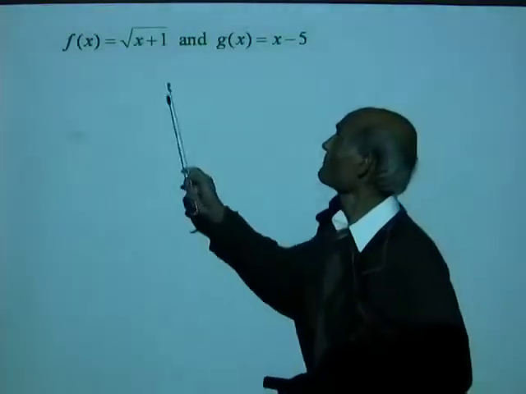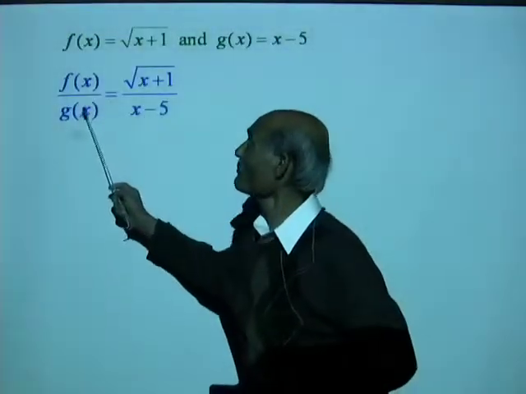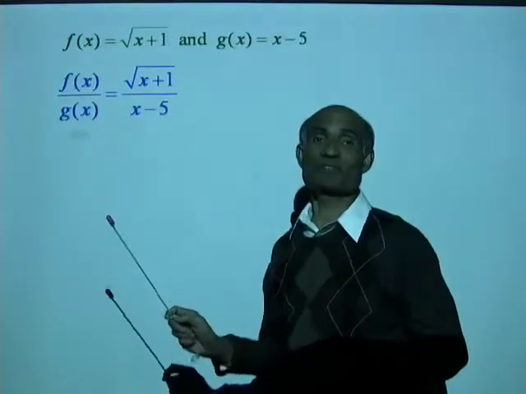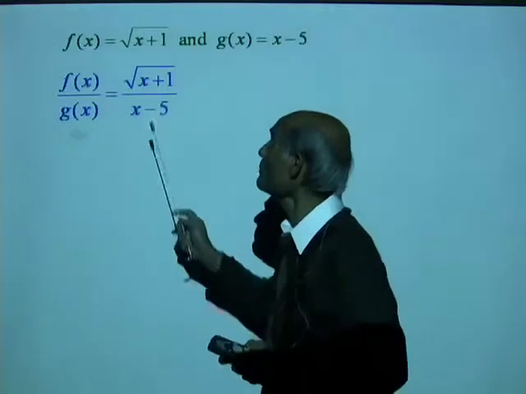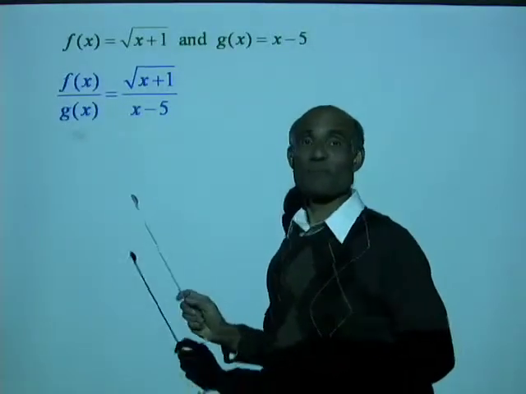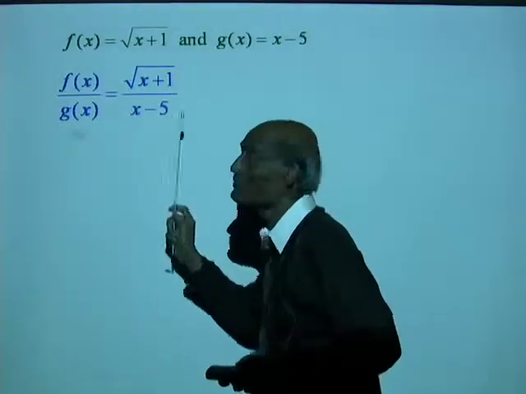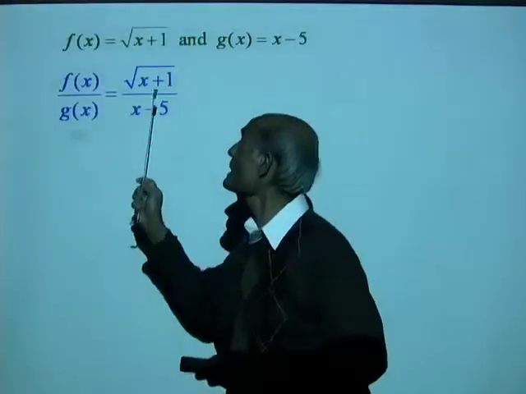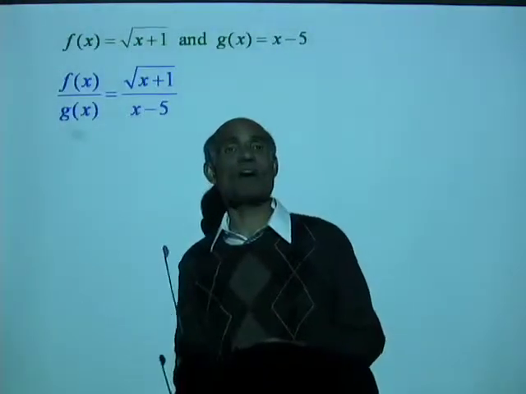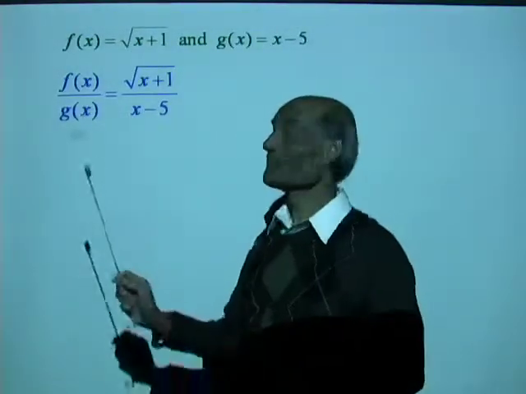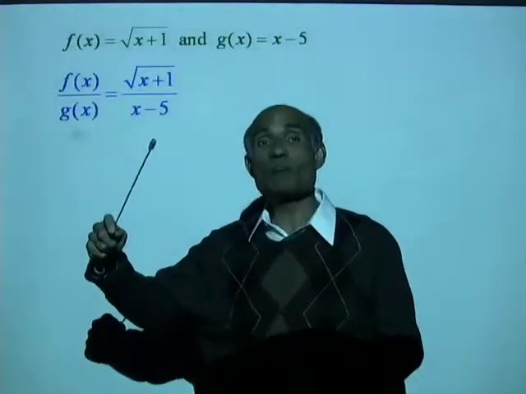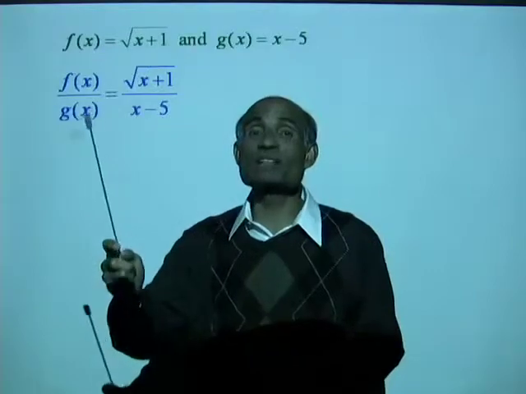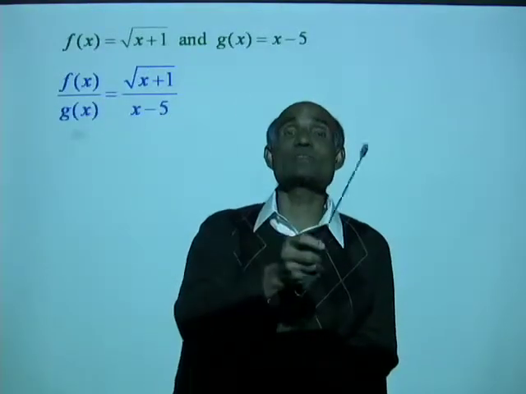Okay. Now, what is f of x divided by g of x? That will be square root of x plus 1 over x minus 1. Alright, I want you to look at this and tell me what is the domain of this f of x over g of x. If you look at the numerator, the domain of the numerator does not contain numbers less than -1.